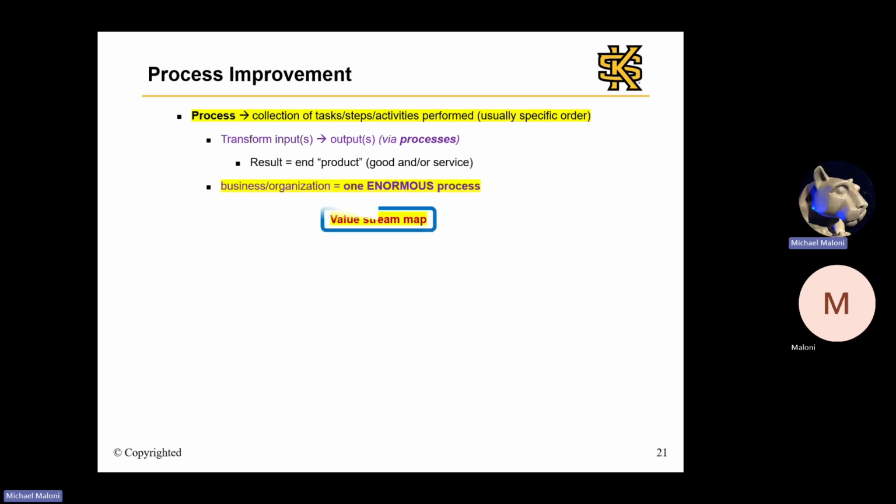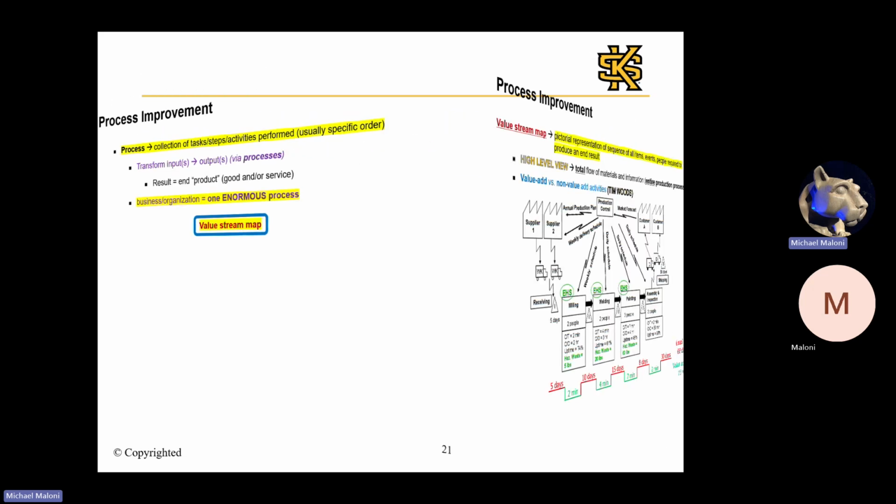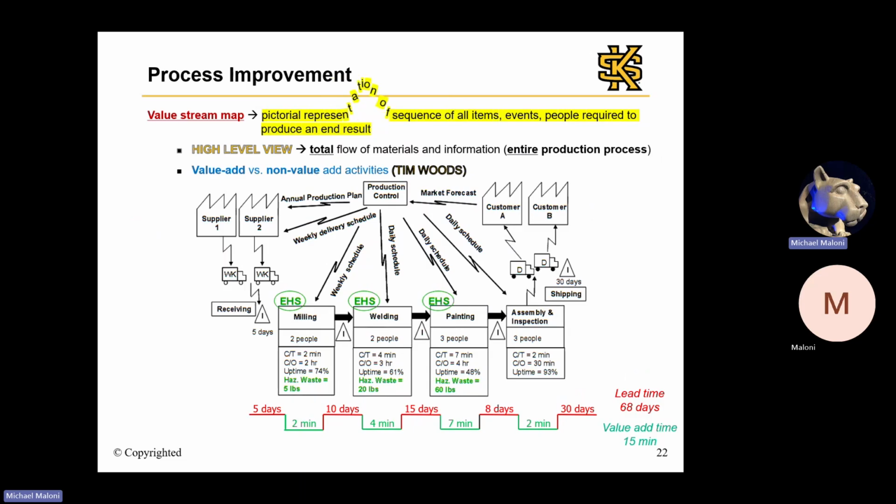And the value stream map serves as a tool in quality management to map out the organization as a process. In other words, we depict the entire organization on a one-page flowchart. The text defines a value stream map as a pictorial representation of the sequence of all items, events, and people required to produce an end result. It thus offers a high-level overview of the total flow of materials and information throughout the production process of the entire organization. So it's the organization's primary transformation process on one page.